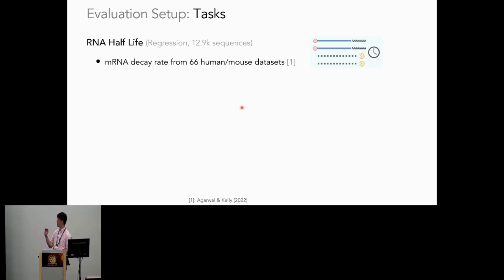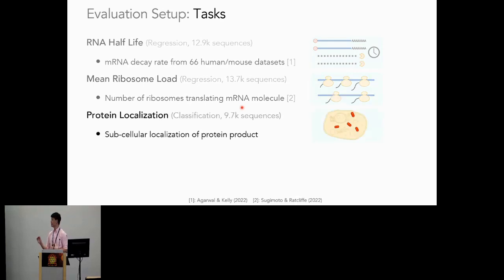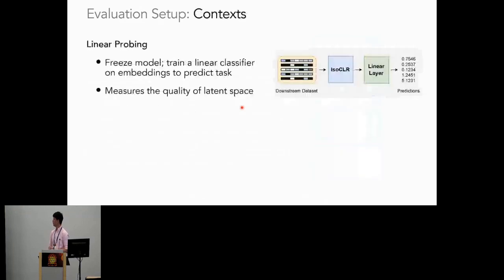The first of which is RNA half-life. This is just the decay rate of mRNA. We'll also look at mean ribosome load. So this is the number of ribosomes that are bound to an RNA during translation. We'll try to classify protein subcellular localization of the actual final protein product, as well as this gene ontology term. Okay, so those were the property tasks we're going to consider.